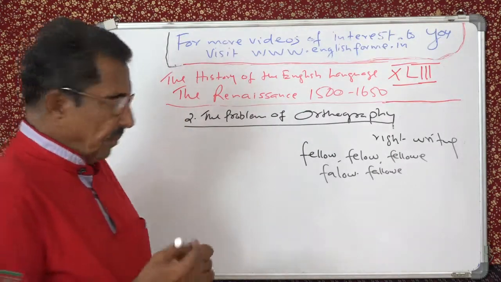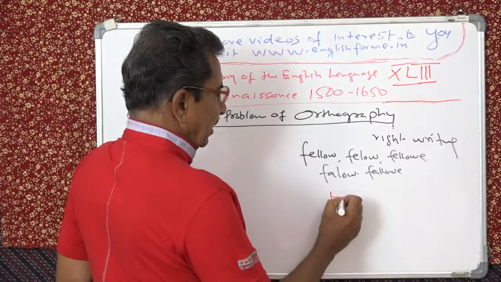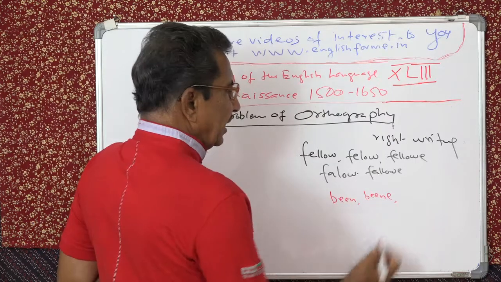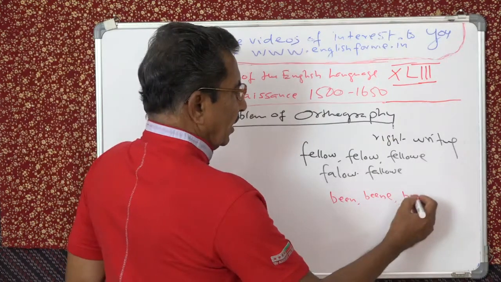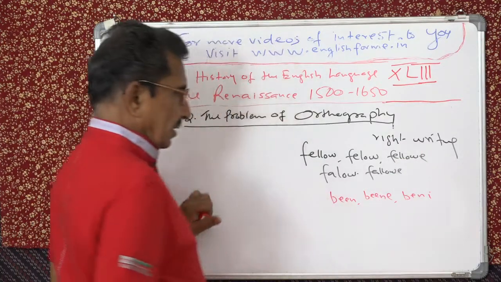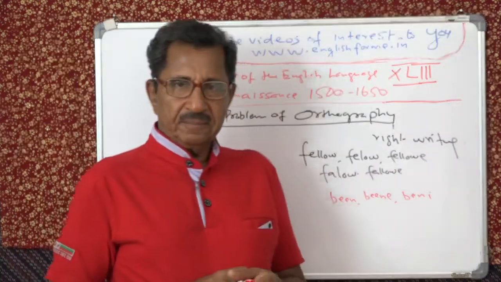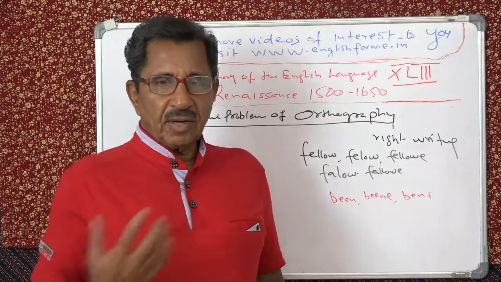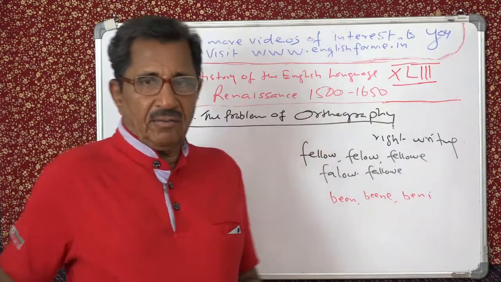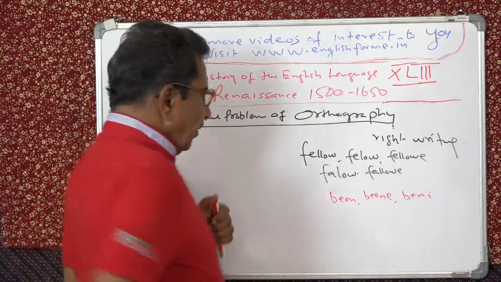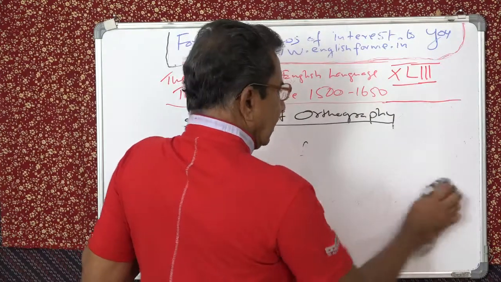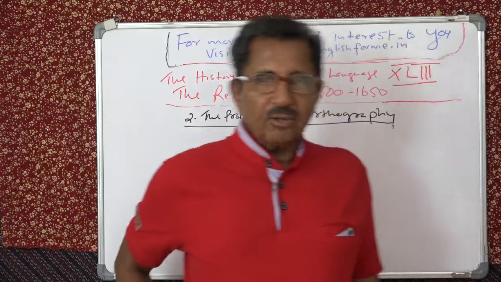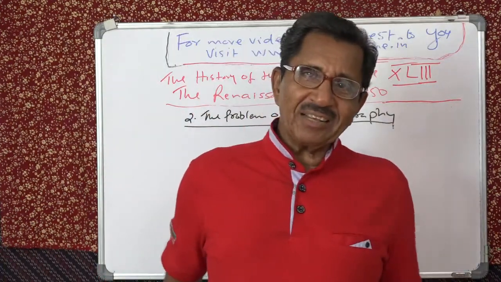Another simple word you see, been. Been written like this, and also been like this. See, different forms, same word. So it was a real problem. And some writers had their own system of spelling. So, if you want to put it in one word, the spelling at the beginning of the Renaissance was chaotic. It was bad. And people say it is bad even now.